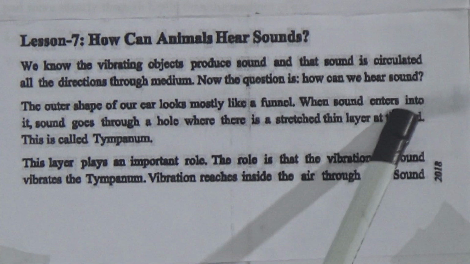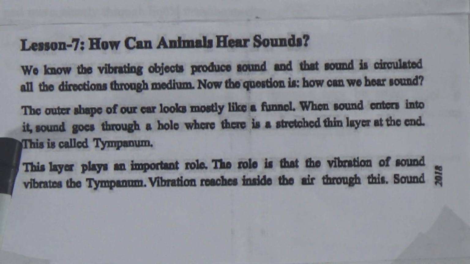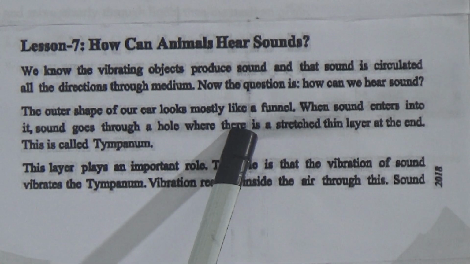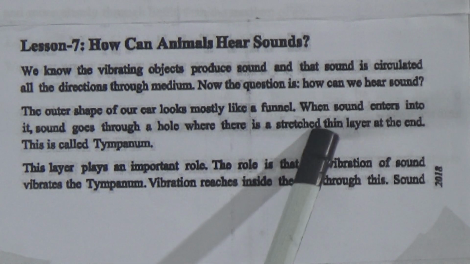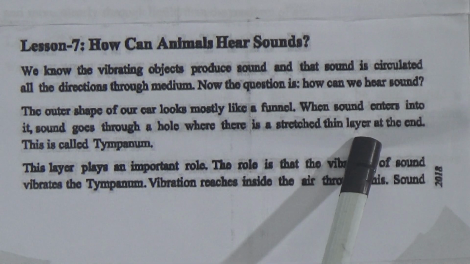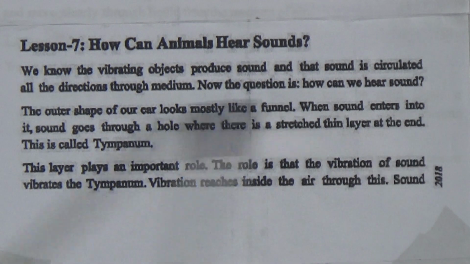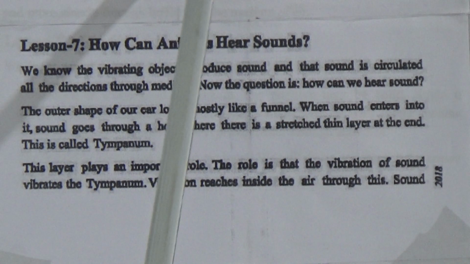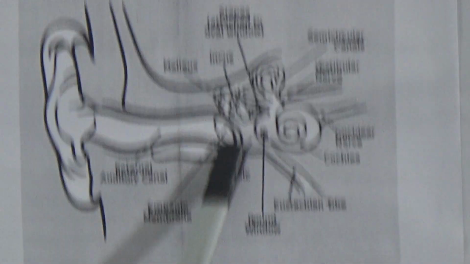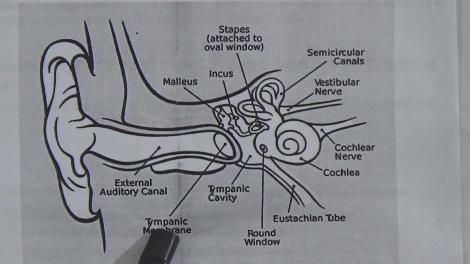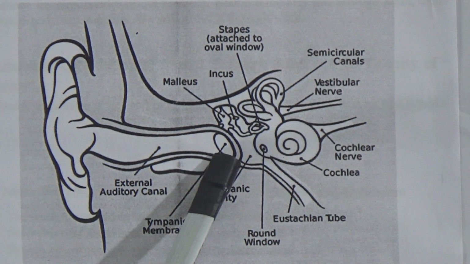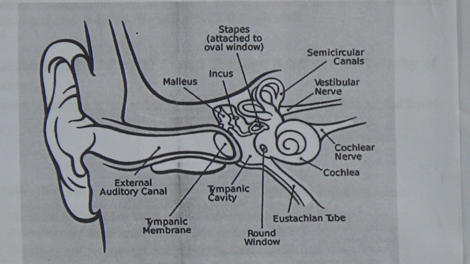When sound enters into it, sound goes through a hole where there is a stretched thin layer at the end. This is called tympanum. If you can see this picture again, here is a membrane. This is the tympanic membrane. This layer plays an important role.